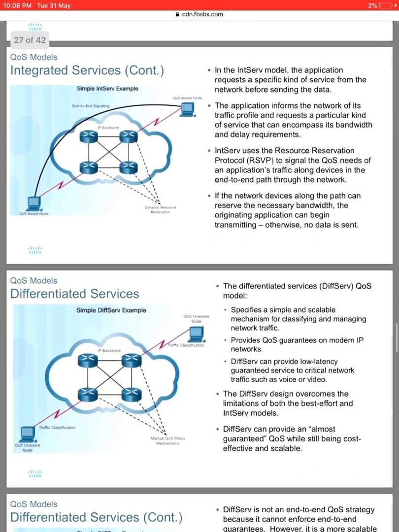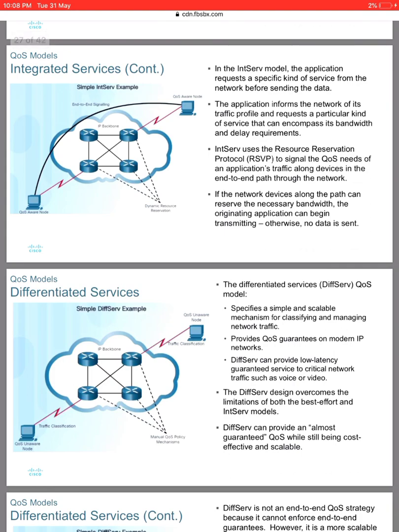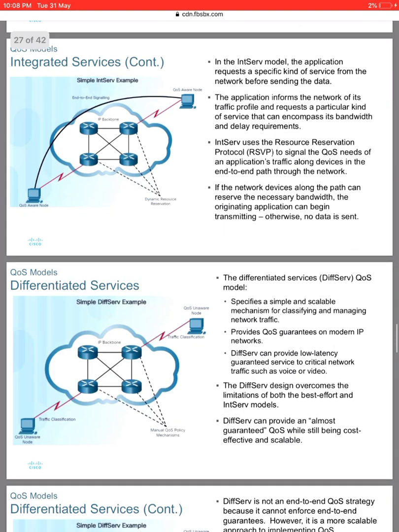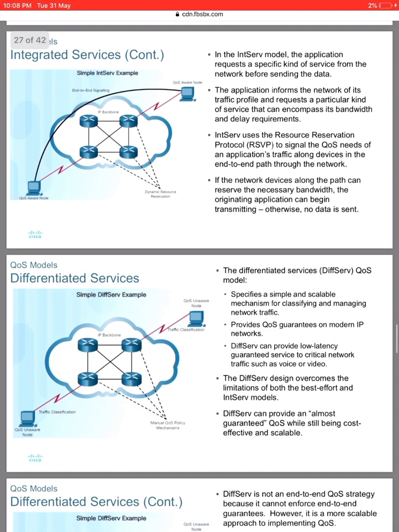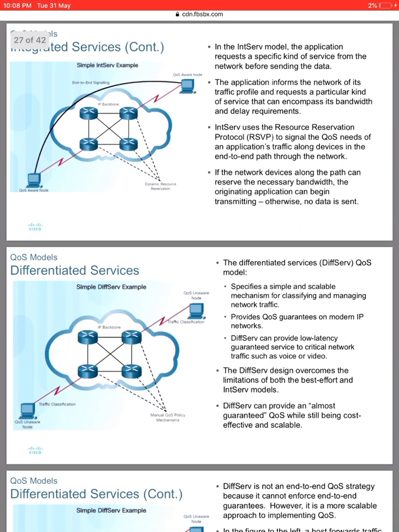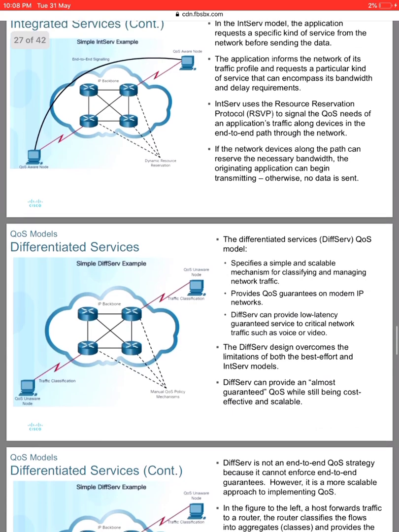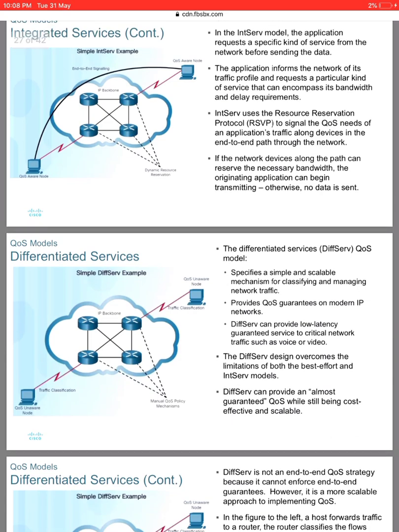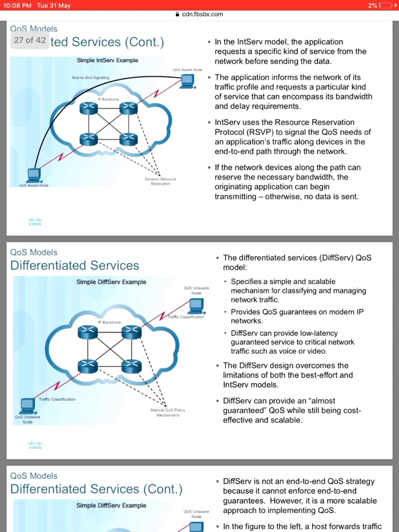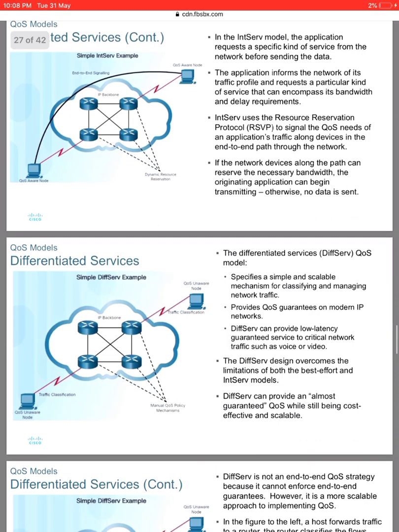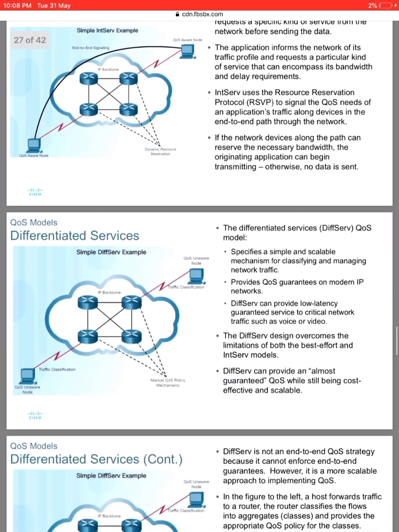If the network devices along the path can reserve the necessary bandwidth, the originating application can begin transmitting, otherwise no data is sent. Kaniding pula guys kuan siya, wala siya ni send sa QoS1 and sa QoS2.